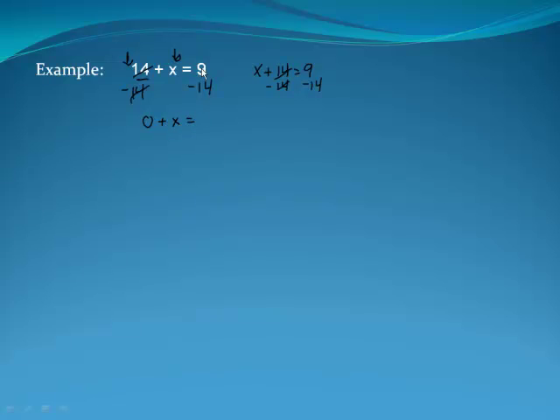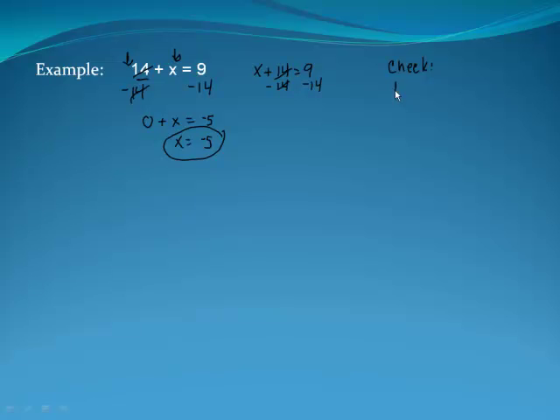14 minus 14 is 0, so you can put the 0 in if you want to, or you can skip that step. Do the math on the right-hand side. 9 minus 14 is negative 5. And so we have, as a solution, x equals negative 5 for this particular problem.